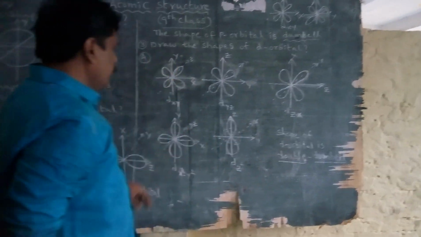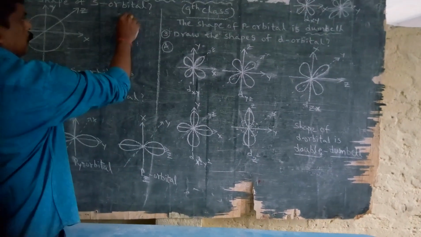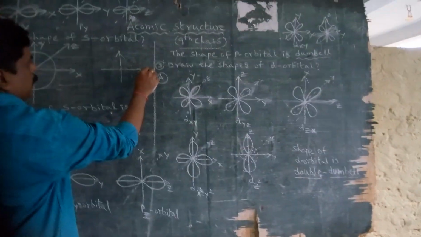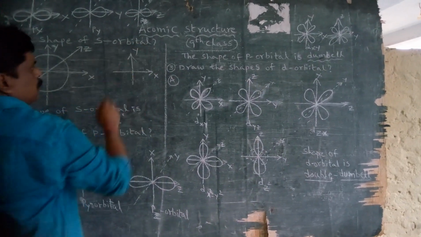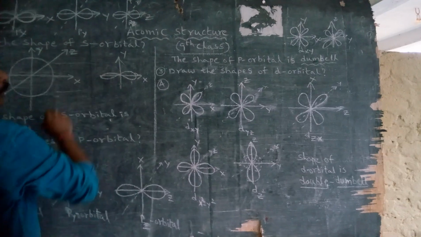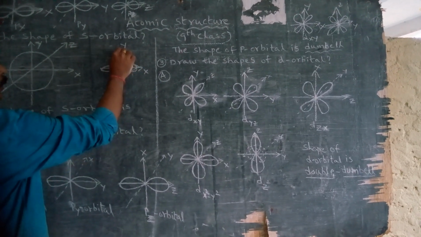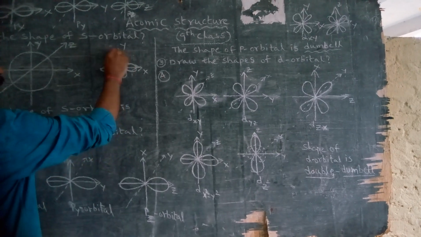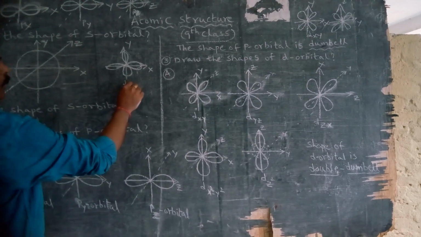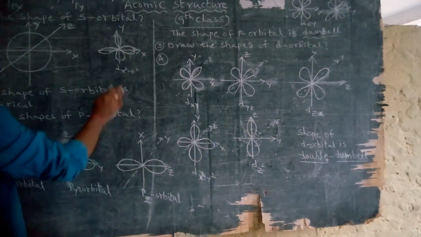Next one is dx square minus y square. If you draw the x-axis and y-axis, I draw one dumbbell on the x-axis and I draw another dumbbell on the y-axis. So it is called dx square minus y square.